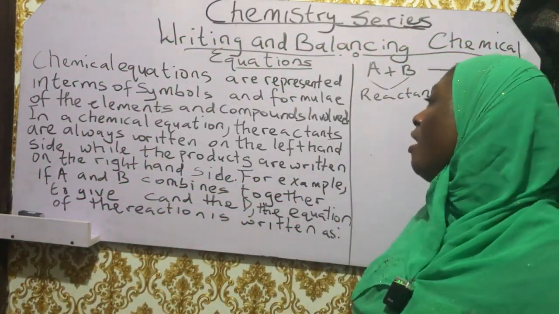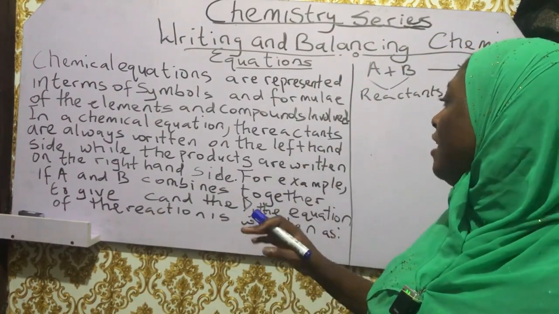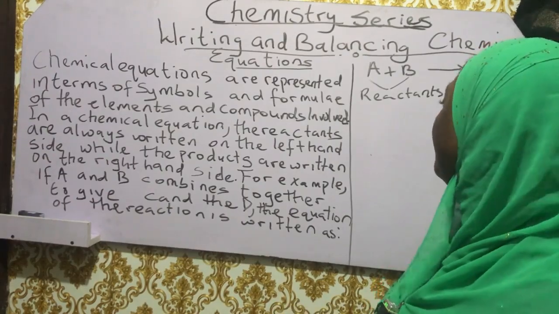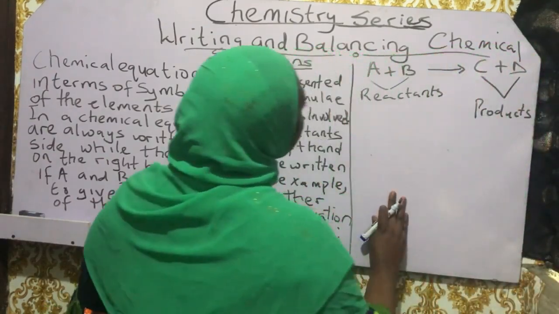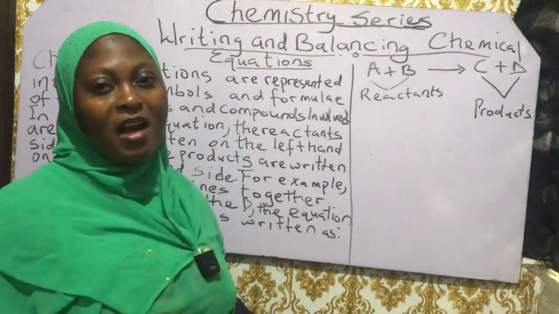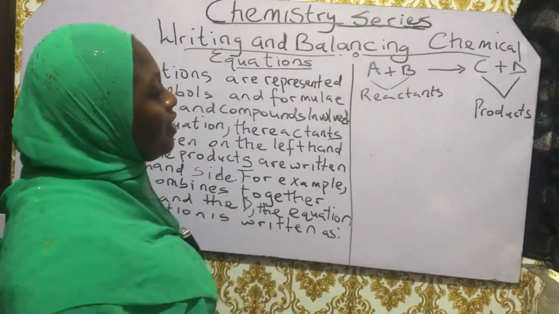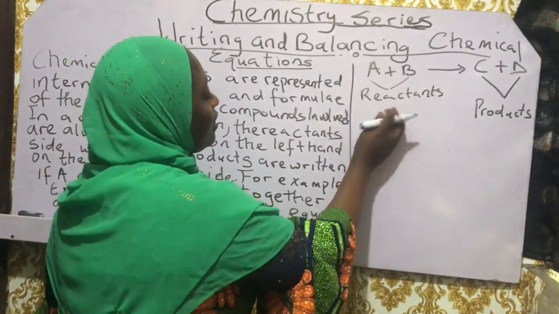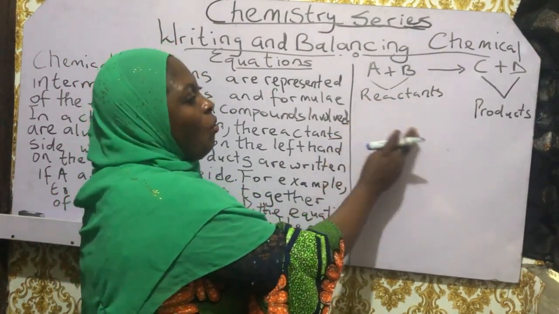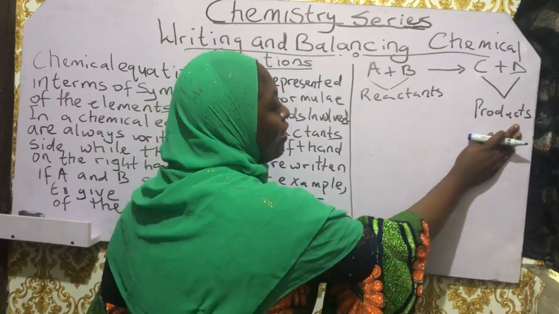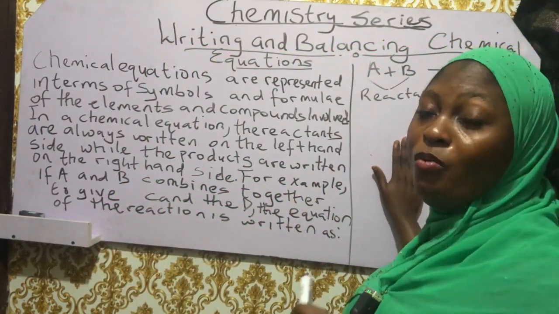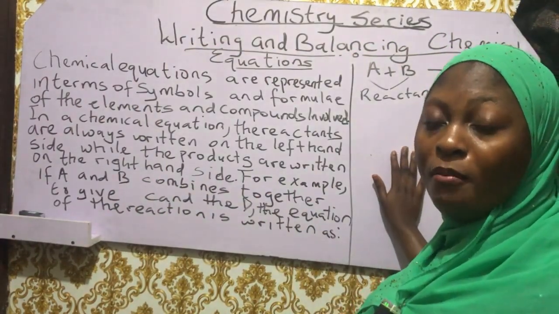Now, in a chemical equation, the reactants are always written on the left-hand side while the products are written on the right-hand side. For instance, if A and B are reactants and C and D are products, A and B are written on the left-hand side, while C and D are written on the right-hand side. So, we are going to take an example of an equation.